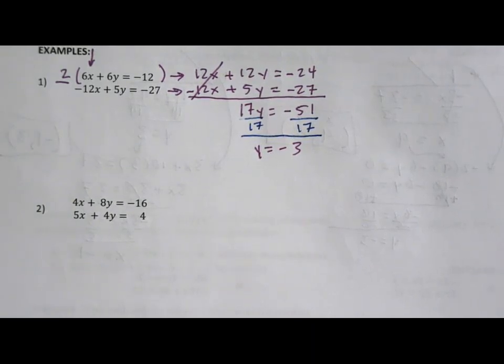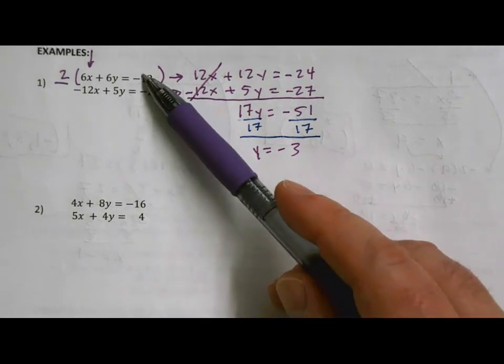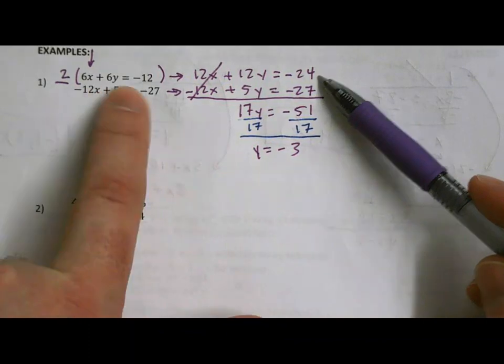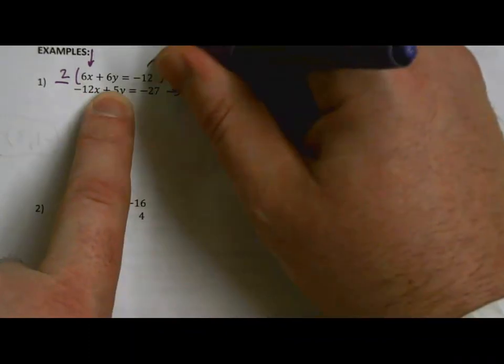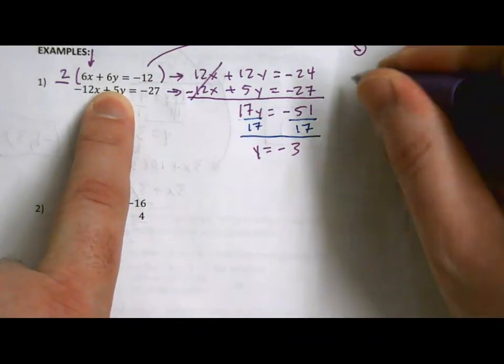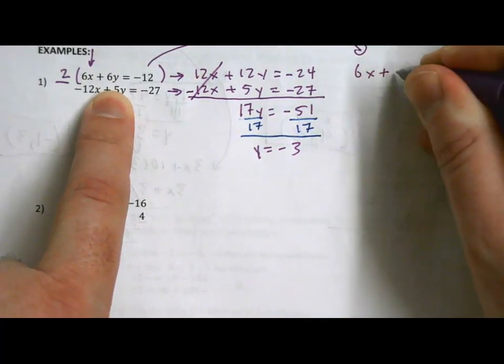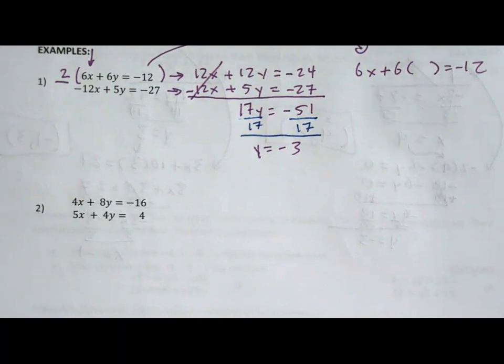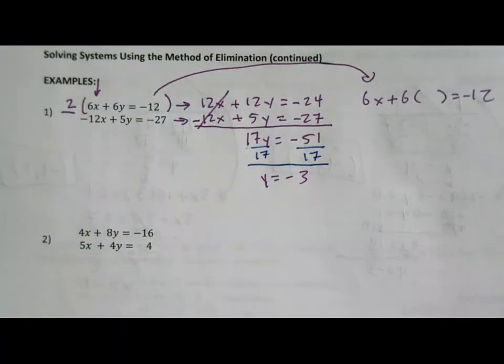We got our y. We just got to go back and solve for x. So pick either one of the original equations. And I always go into the original equation. I'm not going to use this modified version. In fact, I think I will use the top one. It's got some smaller numbers here. So I'm going to copy that down. 6x plus 6y equals negative 12. But I left out my y because I know what y is.